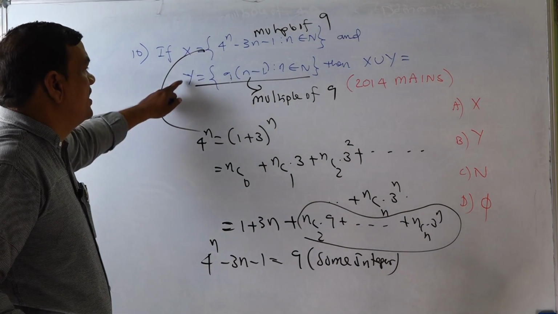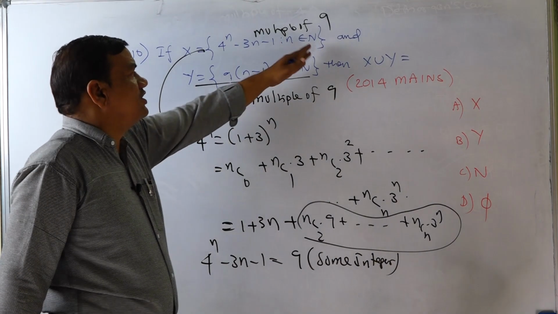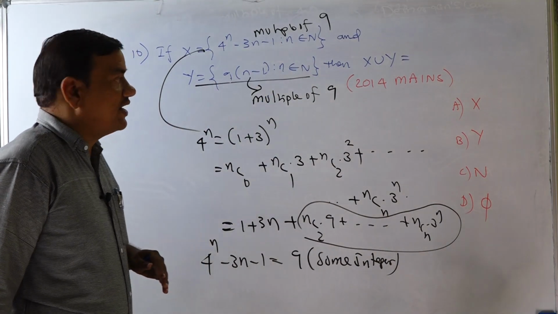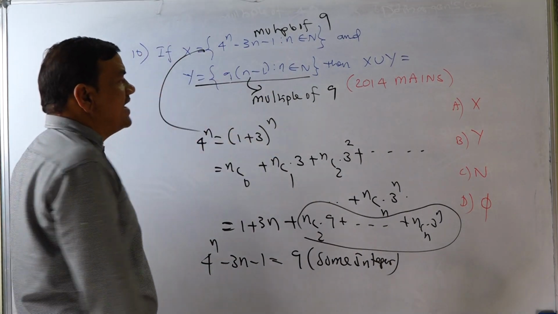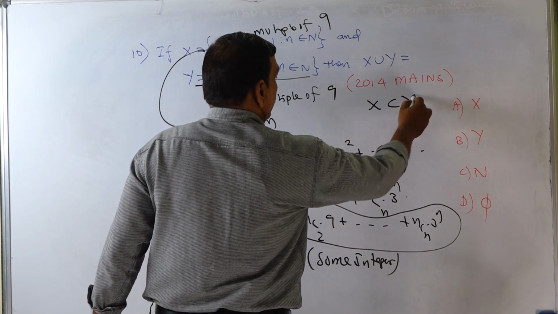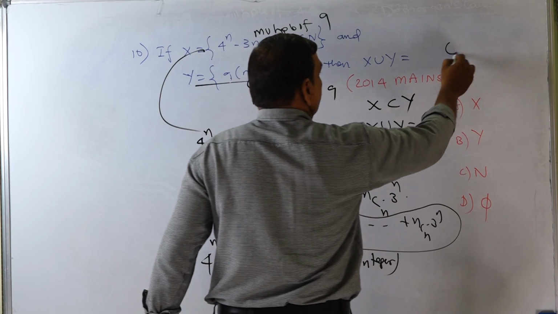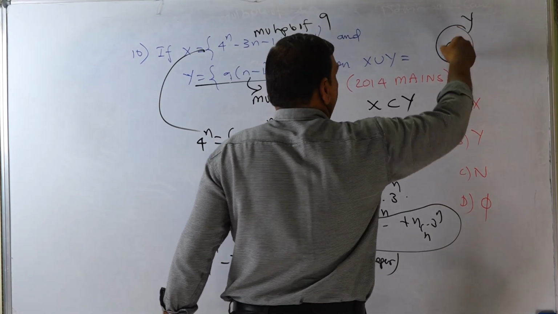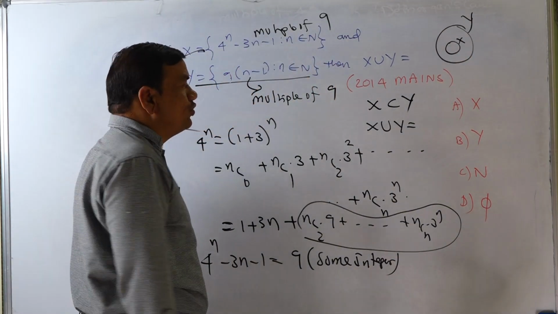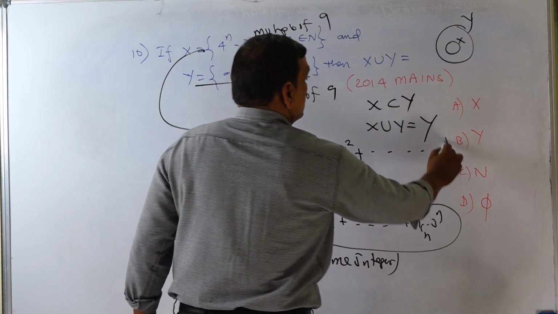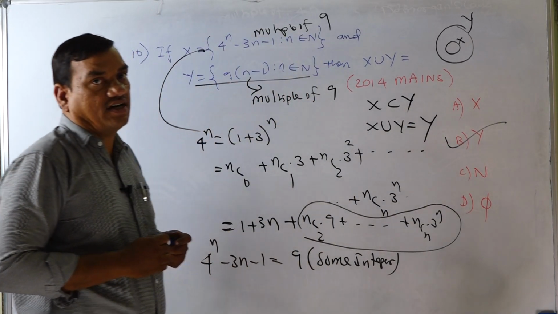That means clearly X is a subset of Y. When X is a subset of Y, X union Y is nothing but Y. Therefore Y is your correct answer.